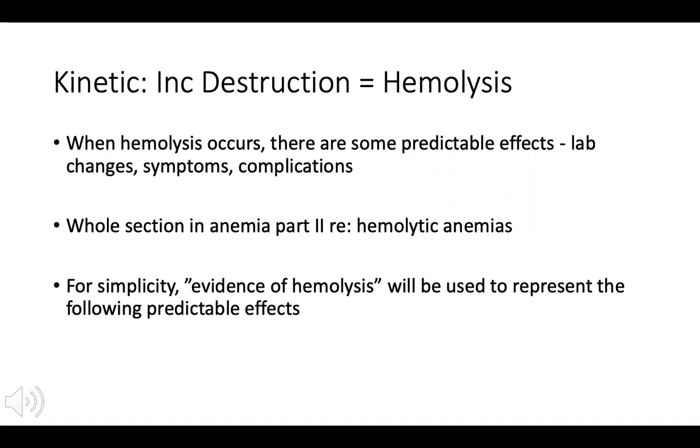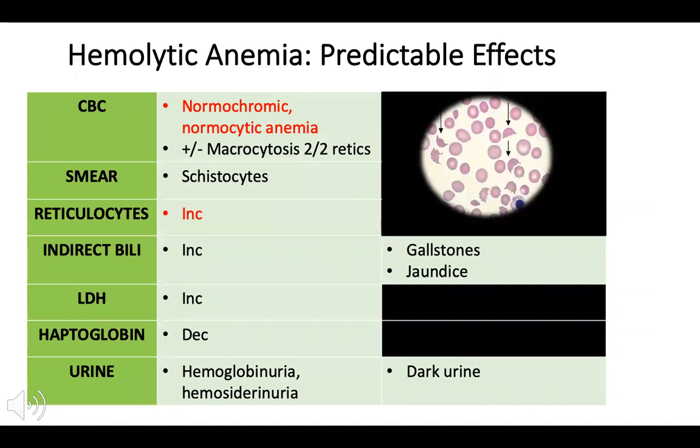For simplicity, as we go through these lectures, if there's an anemia that can cause hemolytic anemia, instead of listing over and over what happens to bilirubin, what happens in the urine, things like that, we'll just plainly state evidence of hemolysis, which will summarize these classic and typical effects. So if a later slide just says evidence of hemolysis, this is the evidence summarized here in this table.